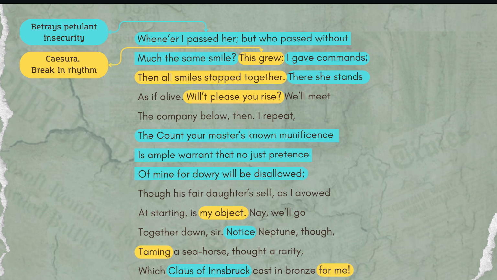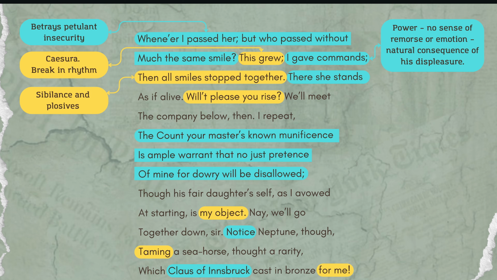Then he talks about his commands. Suddenly he goes cold. There's no sense of remorse or emotion. I gave commands. Then all smiles stop together. And that's an end to it. This natural consequence of his displeasure. And we have these sibilants and plosives, all smiles stopped together. Sounds very sinister, doesn't it?